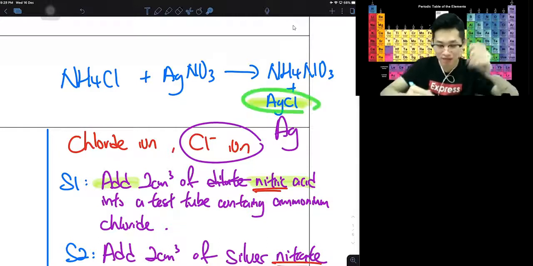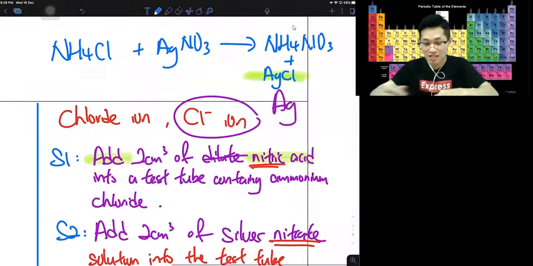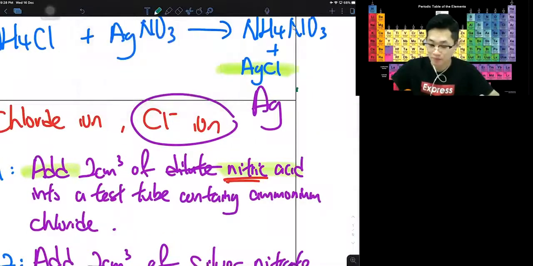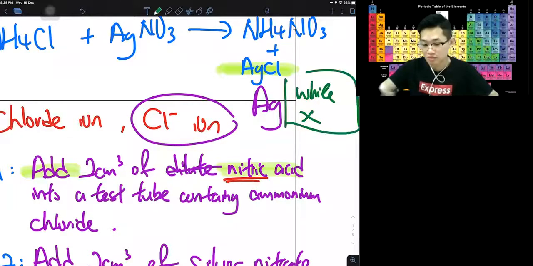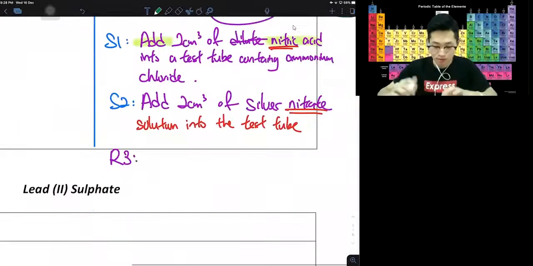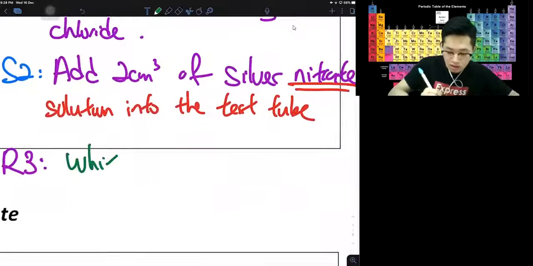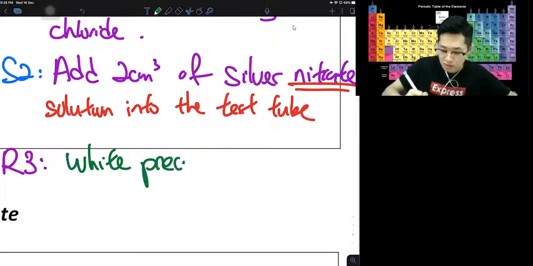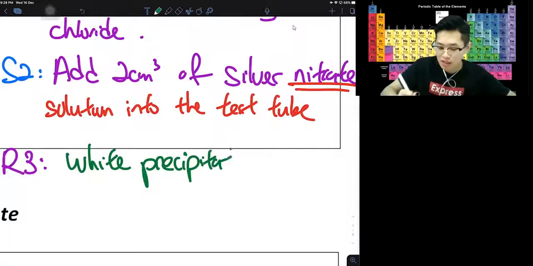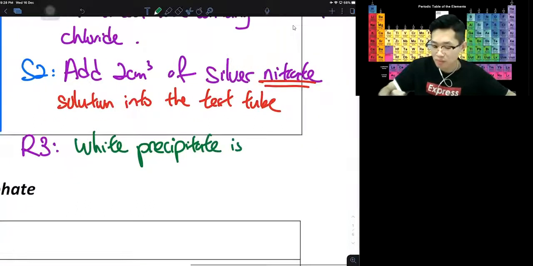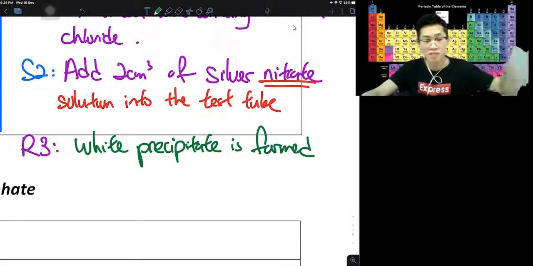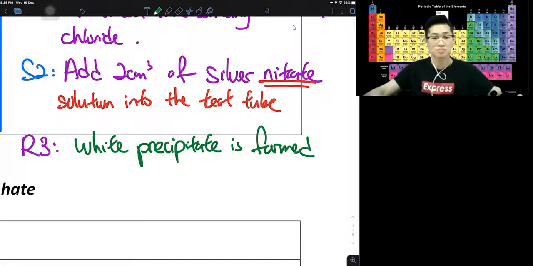Yes, the answer is white. Very good. If it is white, and also it is insoluble, so what do we call it? A white precipitate is formed. White precipitate is formed. That's all.